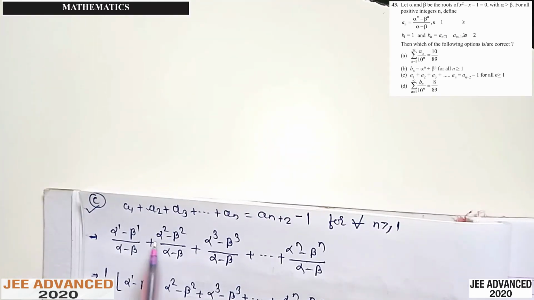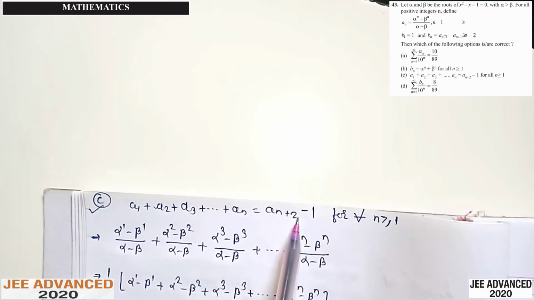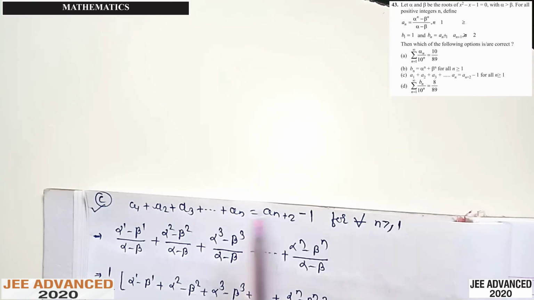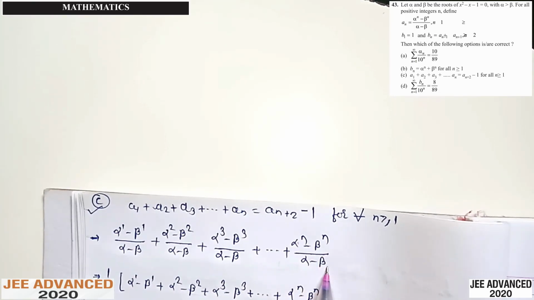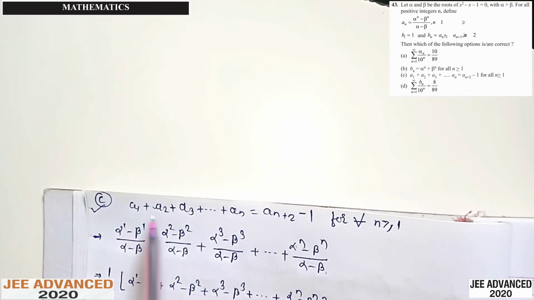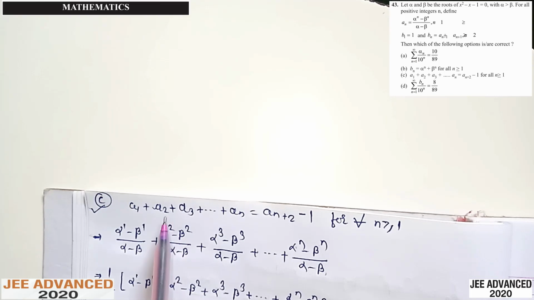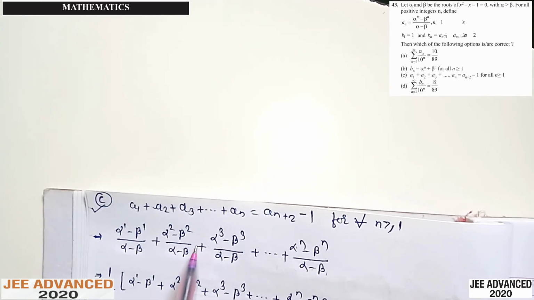Now here in our option C, we have to find the summation of a1, a2, ..., an, which is equal to a_(n+2) minus 1, for all n greater than or equal to 1, okay. So we know that an can be written as alpha raised to n minus beta raised to n upon alpha minus beta, okay. So for a1, replace n by 1: alpha raised to 1 minus beta raised to 1 upon alpha minus beta. For a2 replace n by 2, for a3 replace n by 3, okay. So you will get this term.